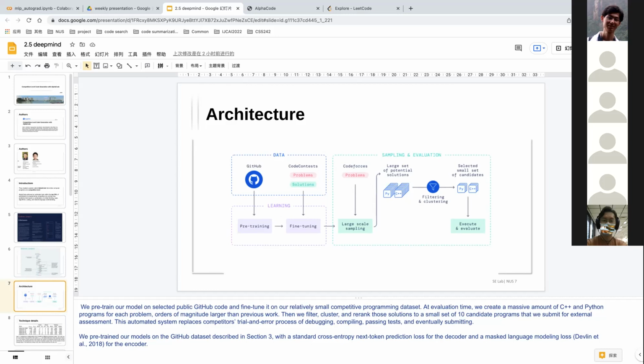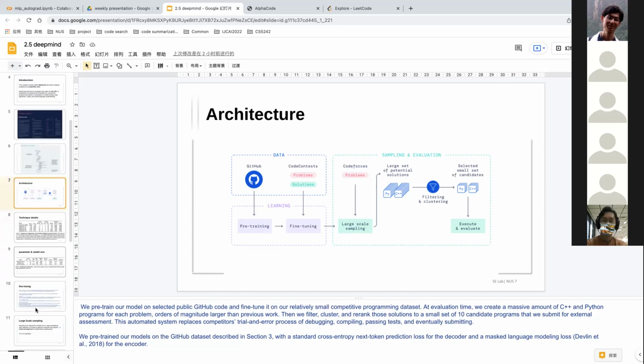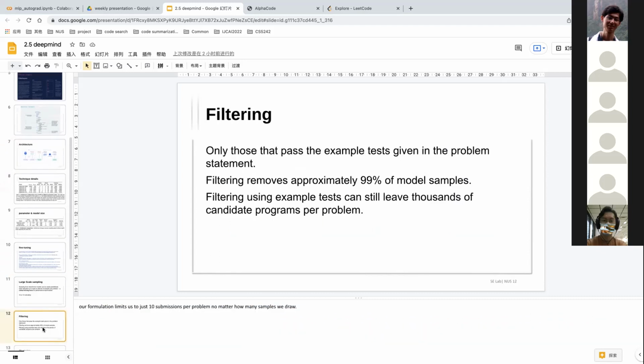Okay, so basically, for competitive programming, sometimes the question limits the amount of memory or time that you can use. So is the model able to fix those kinds of outcomes? Yeah, I think there's a ranking. If they don't pass the memory or time limit, they will be ranked lower. And in filtering, if they didn't pass the example test, they will just not be used.